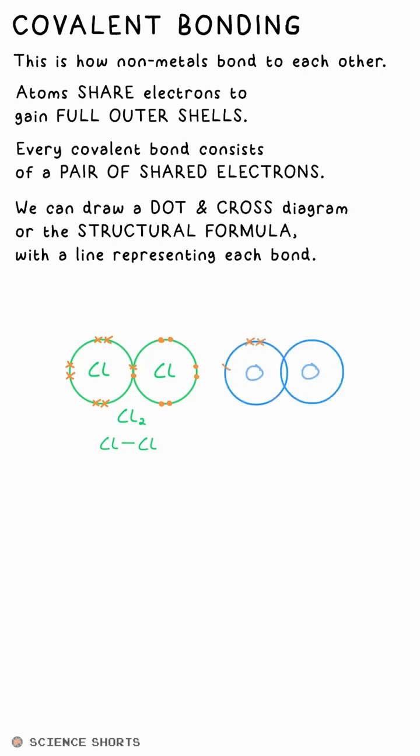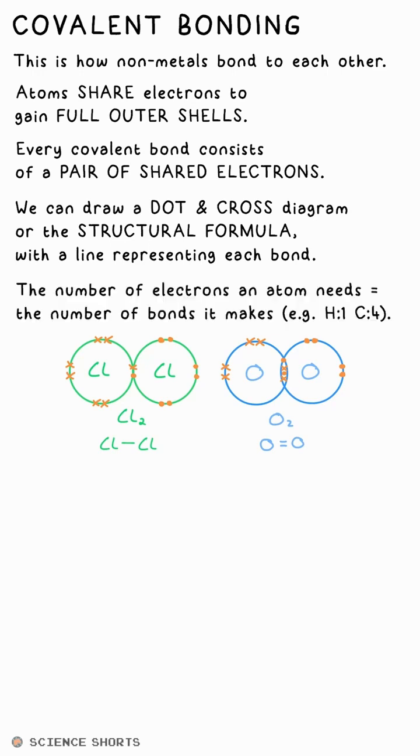Each oxygen needs 2 extra electrons, so O2 is a result of each oxygen atom sharing 2 electrons each. As such, this is a double covalent bond. In covalent bonding, the number of electrons an atom needs is the same as the number of bonds it must make. Hydrogen can only ever make 1 bond, carbon makes 4 bonds, etc.